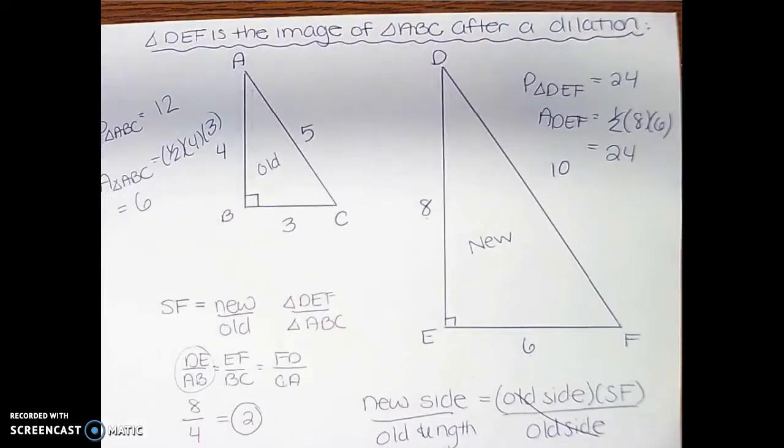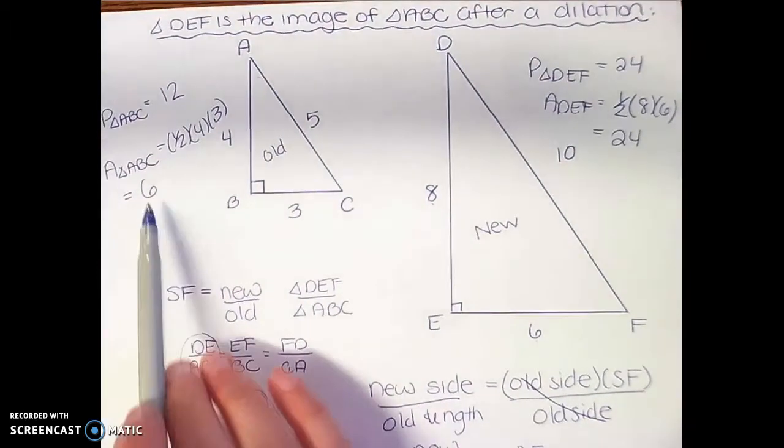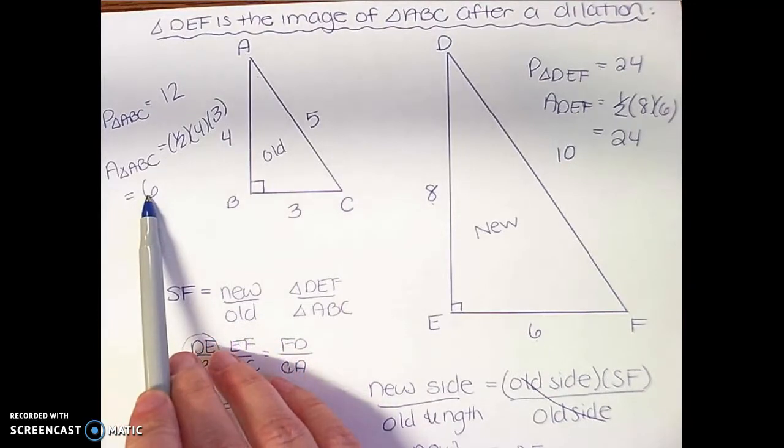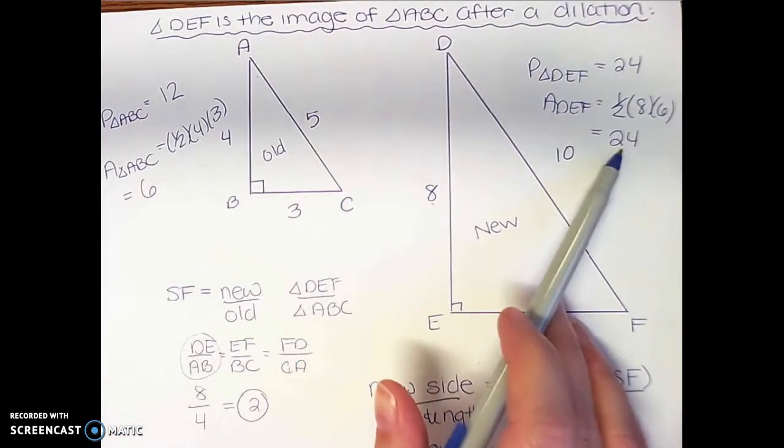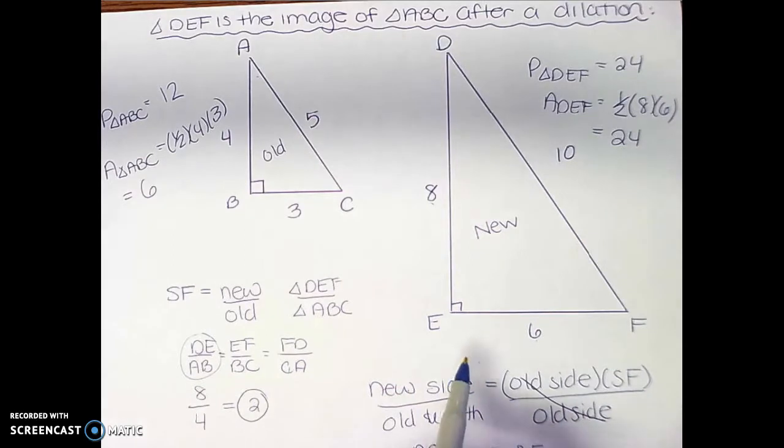Alright, so my relationship doesn't hold here. 6 times 2, my scale factor for sides, is not 24. So area does not have the same scale factor as size. I cannot just multiply by the size scale factor to get the new area. So what I have to multiply by is my scale factor squared.